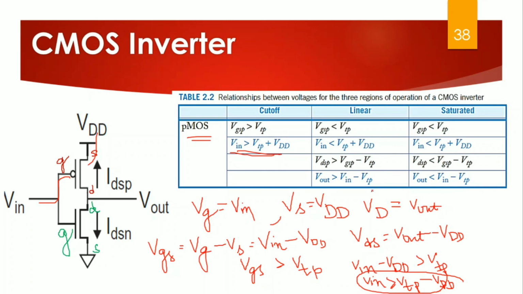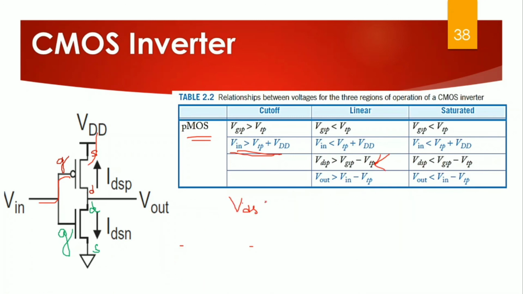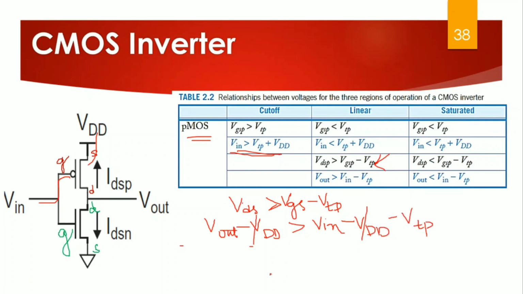So let me derive this one for you. So take VDS greater than VGS minus VTP. What is VD? VD is Vout minus VDD. Vout minus VDD greater than, what is VG? It is Vin minus VDD minus VTP. Now VDD and VDD get cancelled. We got it as Vout greater than Vin minus VTP. Correct? So look at this, Vout greater than Vin minus VTP.